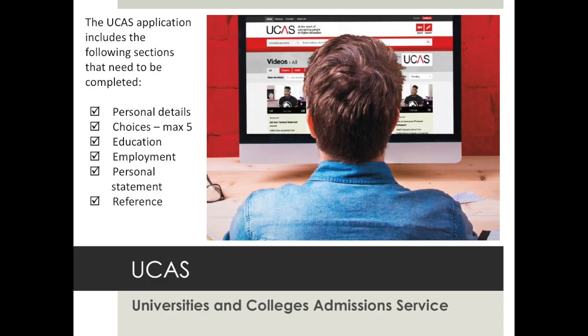So UCAS is going to be your home when you're talking about UK applications. You're going to spend a lot of time on this website. When you're completing your UCAS application, you're going to have to fill out the following sections. So personal details, your choices, so that's your university choices. You have a maximum of 5. Your education, so oftentimes they're going to want you to fill in detailed information about your education from about grade 10 up until now.